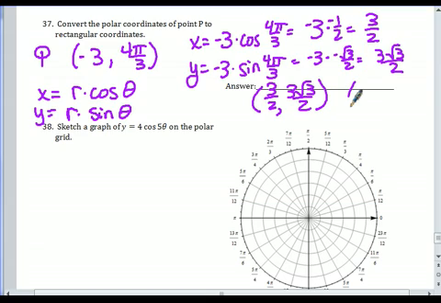If you put these formulas in your calculator, then we're going to get 1.5 and 2.598. So I'll put an or there. Either one of those answers is acceptable. Finally, question number 38, just asking you to sketch the graph of 4 cosine 5 theta on the polar grid.